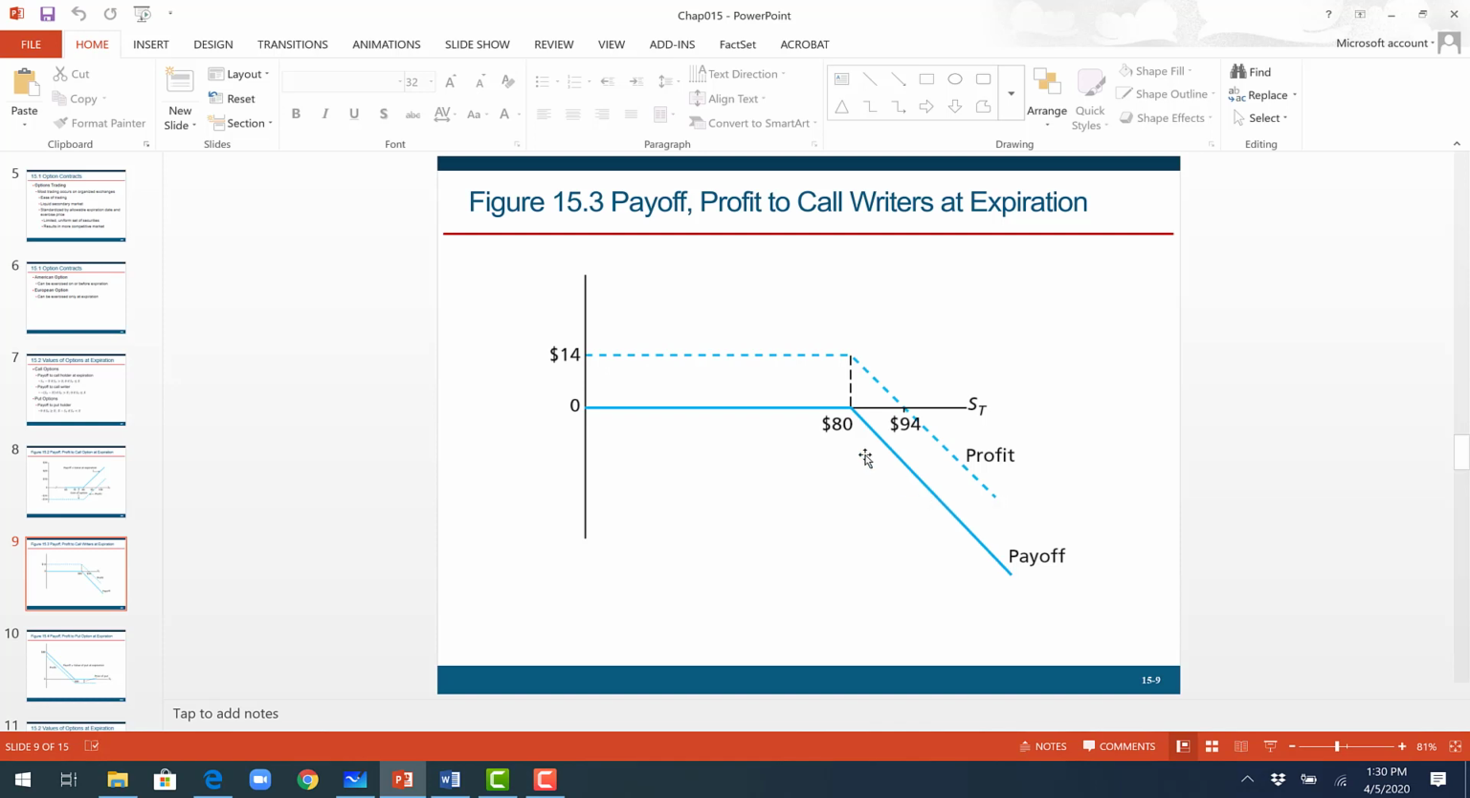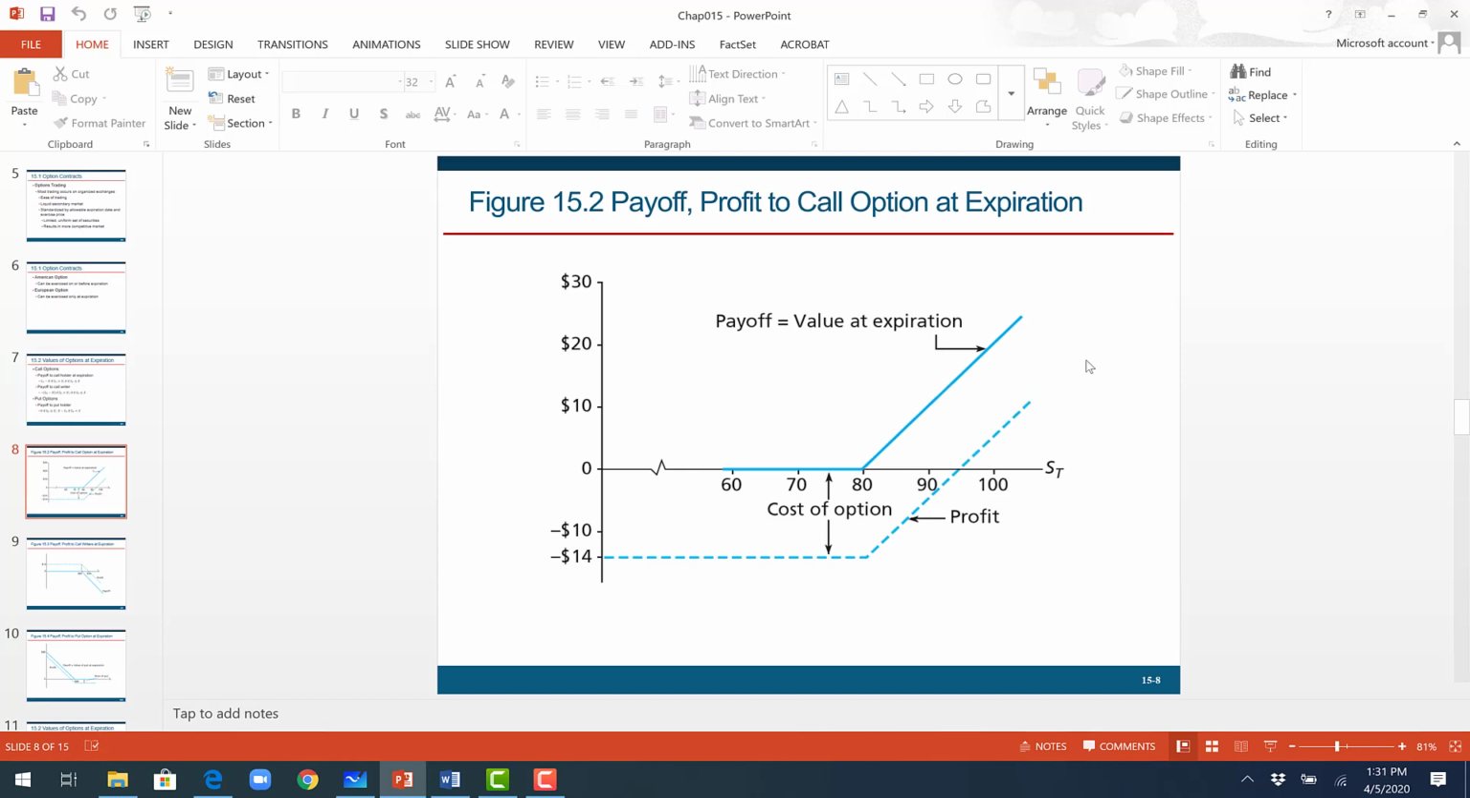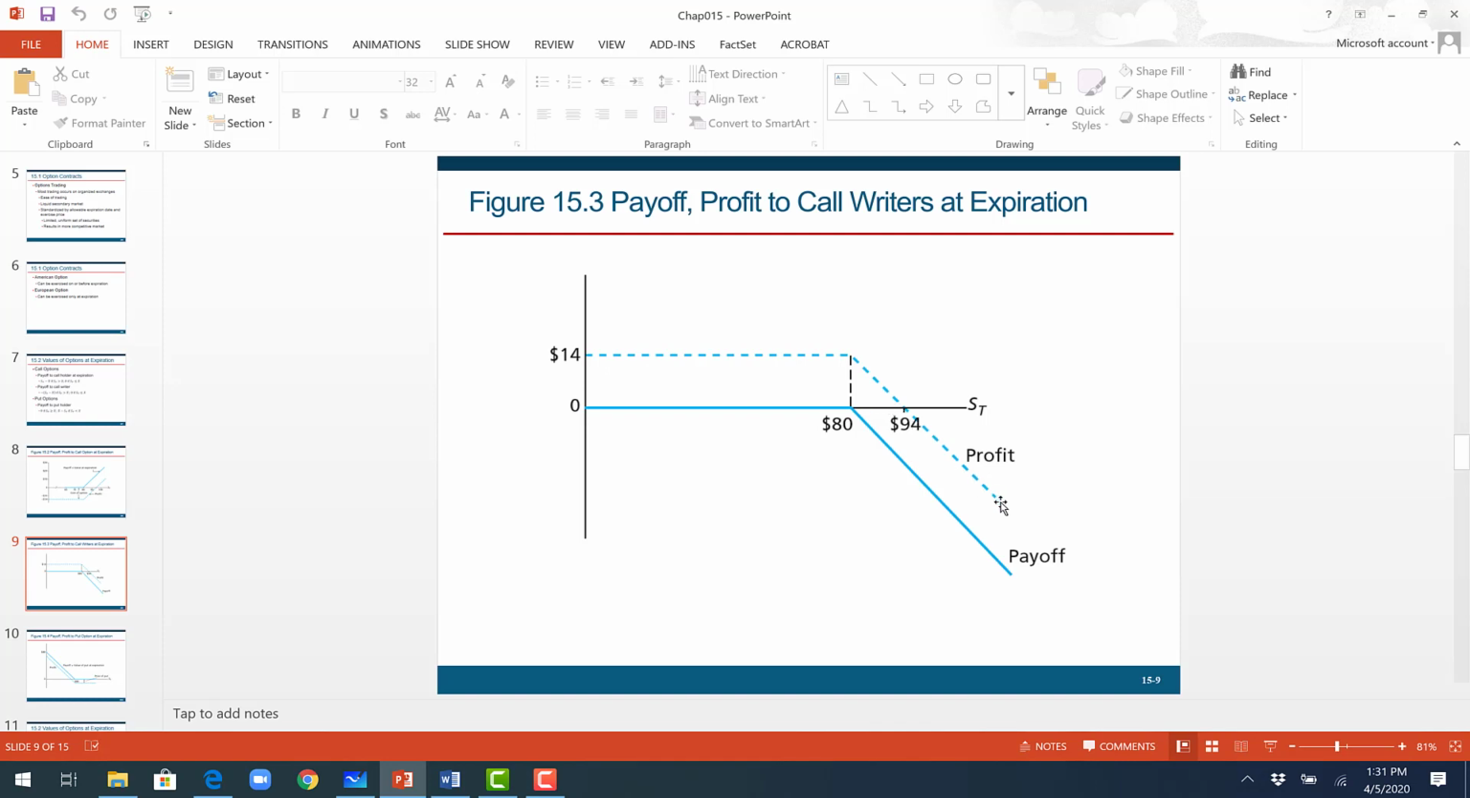And because the maximum possible gain for the buyer is unlimited, the maximum possible loss for the writer is unlimited. Remember, writer is losing money as the stock price is going higher, and the higher the stock price goes, the more money the writer loses, right? Beyond 80. And again, there is potential for huge losses in call writing. Therefore, call writing is extremely risky by itself. Writing a call option is very dangerous.